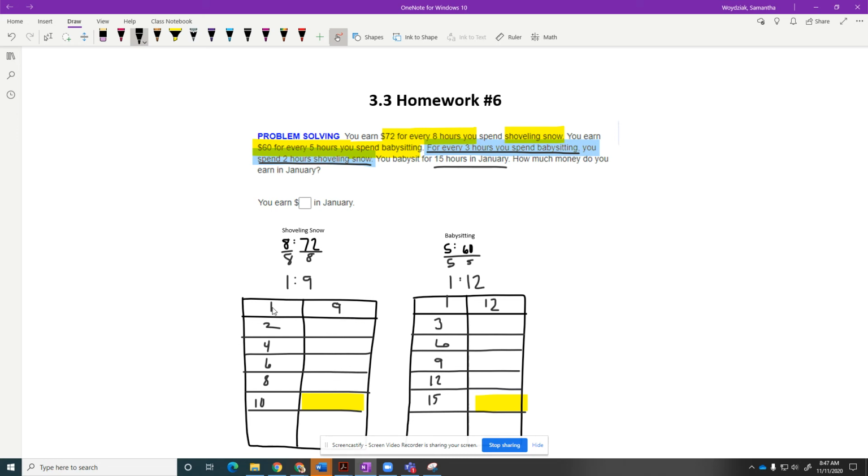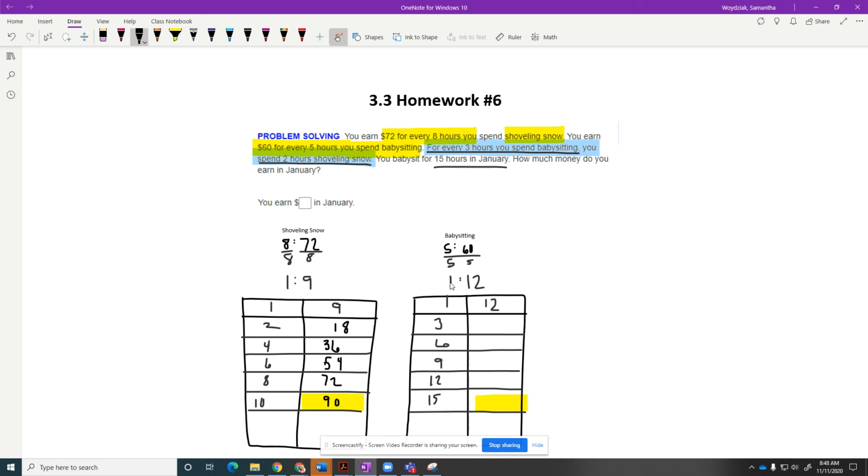So for example, if it's 1 to 9, then it's going to be 2 to 18, right? And then if for every 1 hour it's $9, then for 4 hours it's going to be 36, right? For every 1 hour it's $9, so for 6 hours it's going to be 54, because 9 times 6. For every 1 hour, it's $9, so that means 8 times 9 would be 72. And then for 10 hours, it would be $90. Okay, so we have our amount for shoveling snow. Now we need our amount for babysitting.